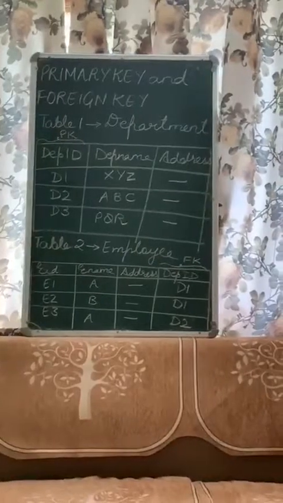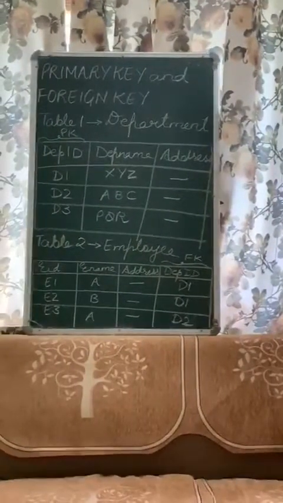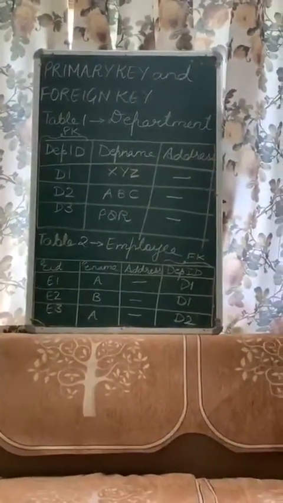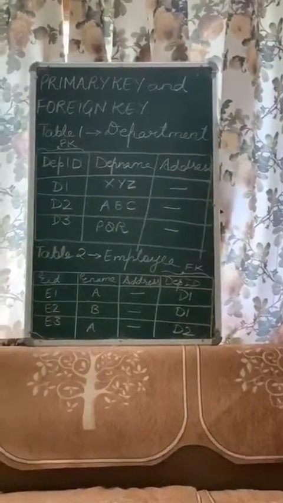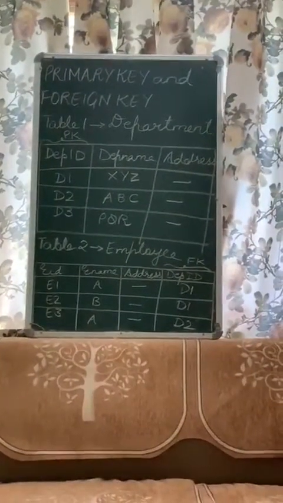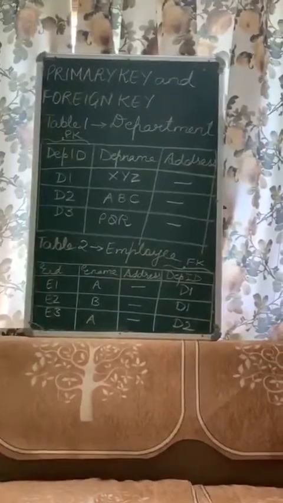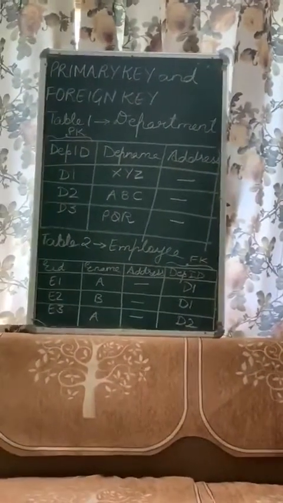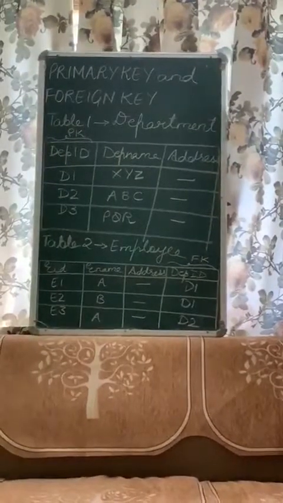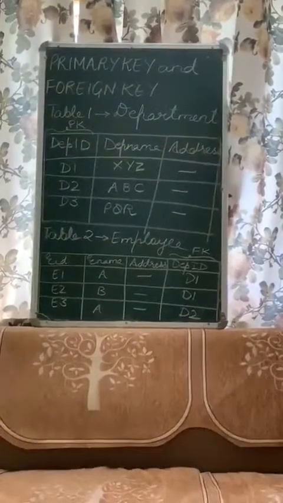So if it is asked the difference between the primary key and foreign key, primary key is a unique key that is not null and it identifies the record of a table, while a foreign key is a key that is acting as a primary key in some other table.